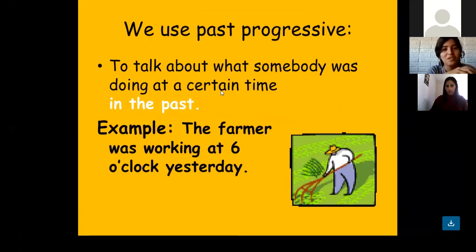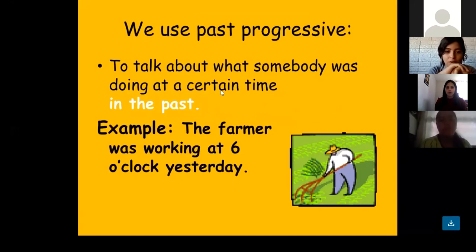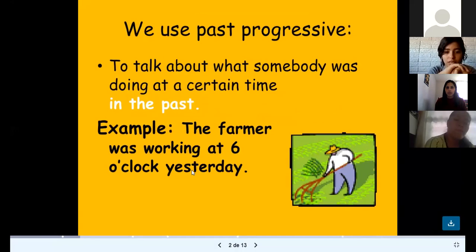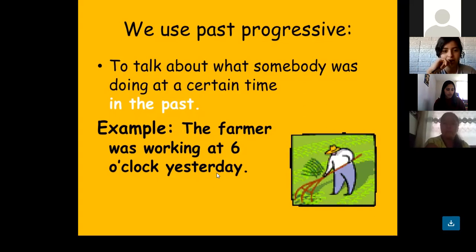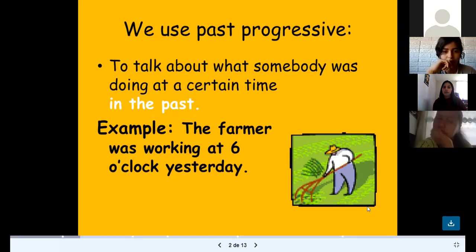We use past progressive to talk about what somebody was doing at a certain time in the past. Example: the farmer was working at 6 o'clock yesterday. Very good. So when we talk about something specific that we were doing in the past, we use past progressive. You have a specific time here, at 6 o'clock yesterday. For example, in your case, what were you doing at 6 o'clock yesterday, guys? What were you doing?